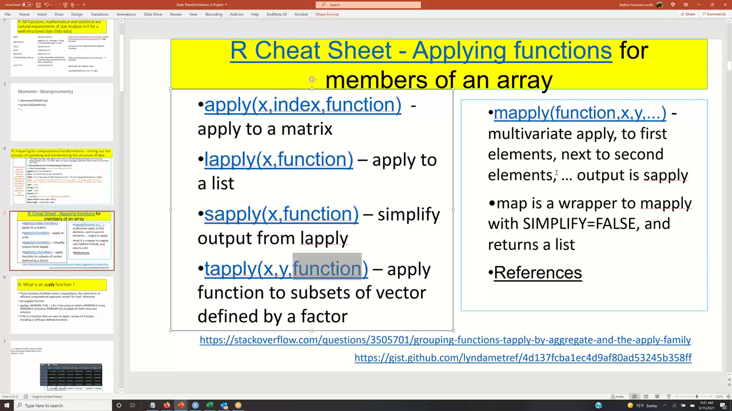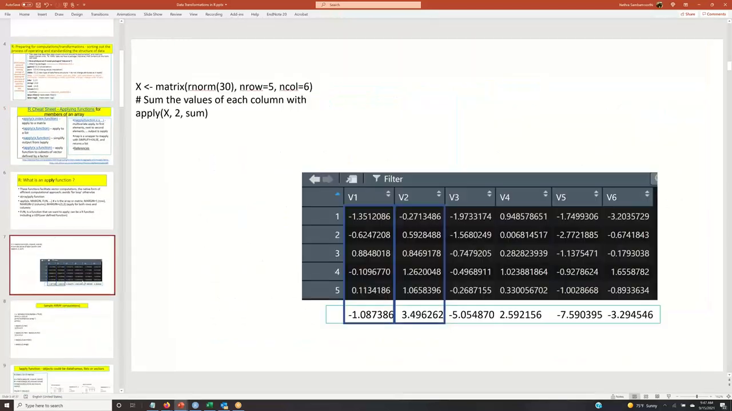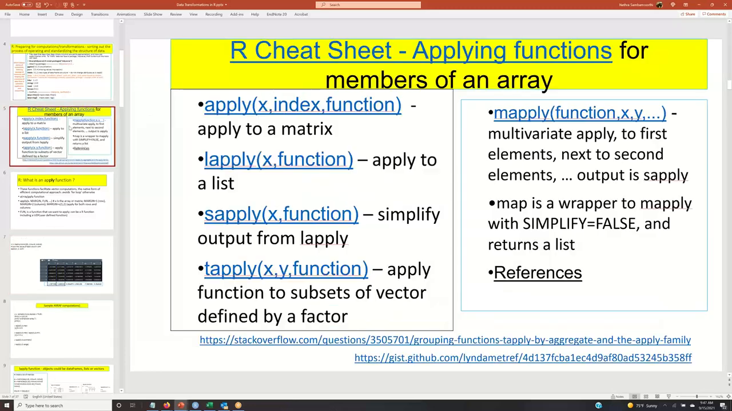It's not just that these indexes refer to the row index or column index. If it's a matrix, it's a row index or column index. If it's an array, it is going to be which dimension is being referred to. I'm going to show you some examples momentarily. So here is an example. What I'm saying is these are all important. Why is it important? You are going to apply a function to the margins or to the members, or by factors. So you want to apply functions. That's why very fast, very simple code is created using the apply functions.